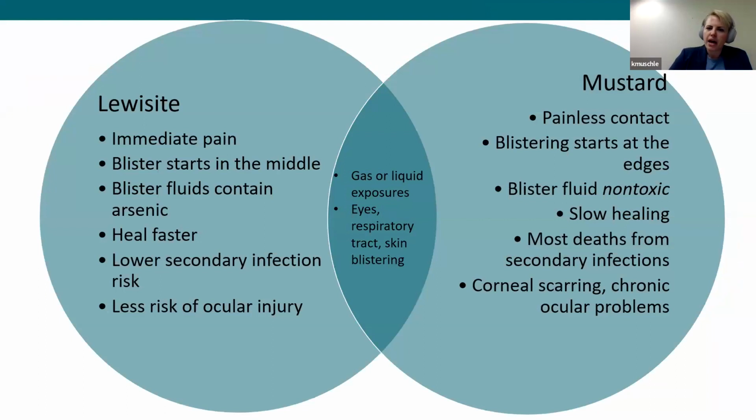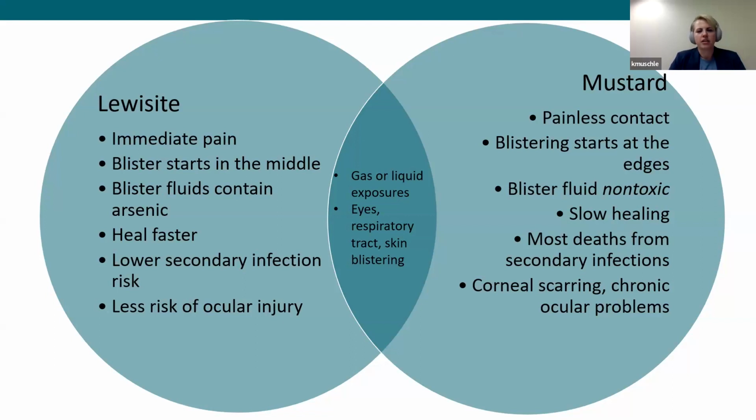And to compare and contrast here, lewisite, luckily, has never been used in humans, but it causes an immediate pain. The blister tends to start in the center of an erythematous area and then expands outward. The blister fluid does contain some arsenic. They heal faster, there's a lower risk of secondary infection, and there's a lesser risk of ocular injury with lewisite.